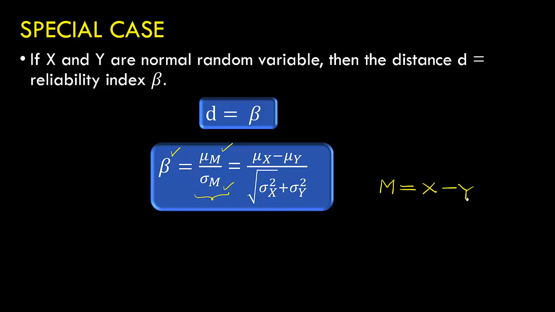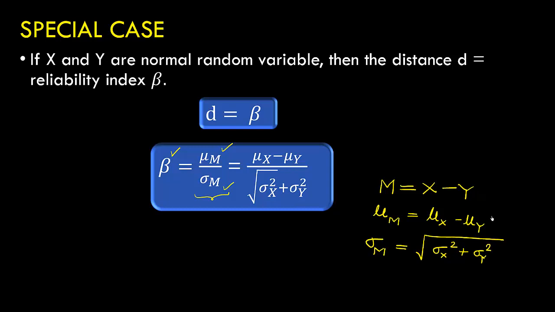Now in this case, X is normally distributed, Y is normally distributed. So it can be shown that M is also normally distributed. And then we can find mean of M, which is equal to mean of X minus mean of Y. Similarly, we can calculate the standard deviation of safety margin M, and this is equal to the square root of sigma x square plus sigma y square. Now in this case we are assuming that x and y are independent, and that's why the covariance term will be 0.